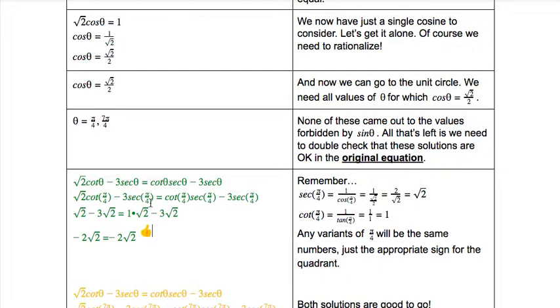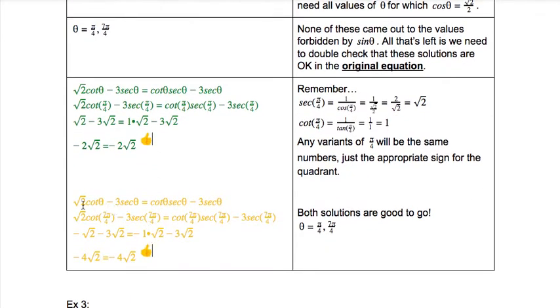So I plugged in pi over 4, I swapped out all of my numbers, and it worked. And then I did the same thing with 7 pi over 4. I swapped everything out, and it worked. So there we go. 2 solutions, good to go.